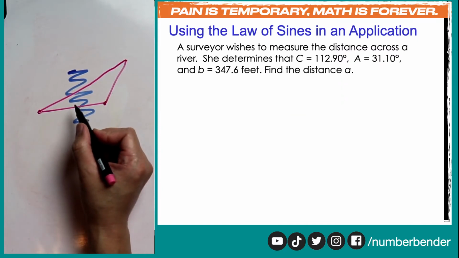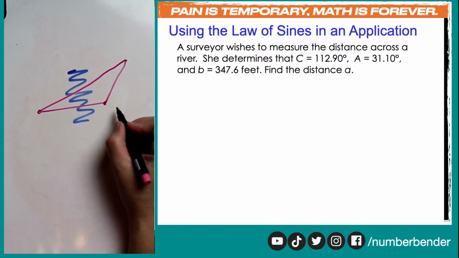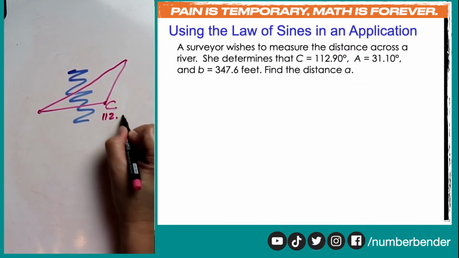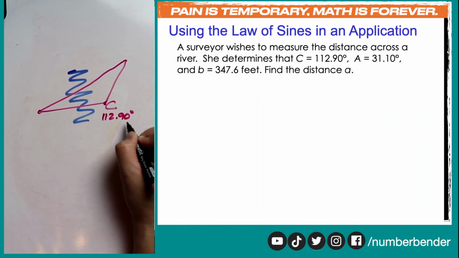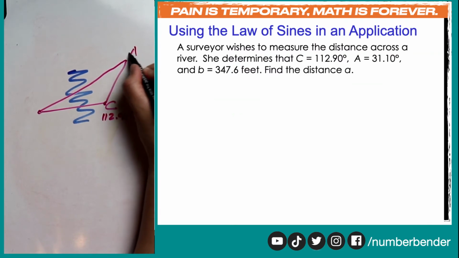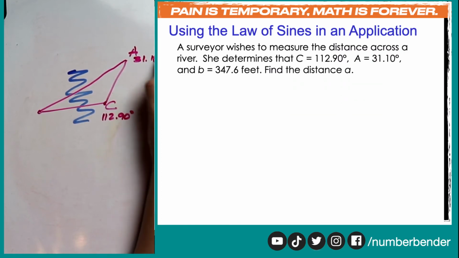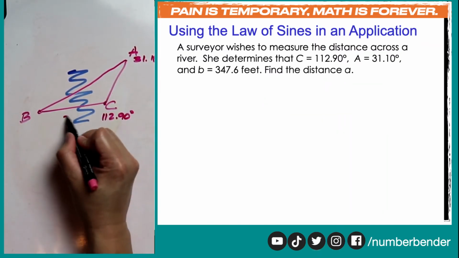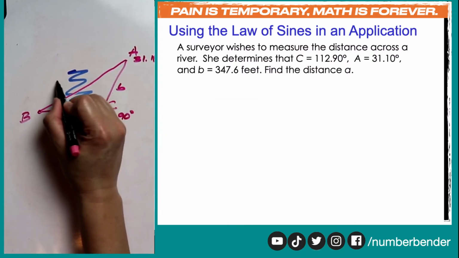If we're going to use our given values, the obtuse angle is 112.9 degrees, which is C. And we have an acute angle, which is 31.10 degrees, with side B at 347.6 feet. So angle A is an acute angle, so let's use this as our angle A, 31.10 degrees. And we know that this is A and this is C. We can name this B, and its opposite side would be side A, side B, and side C.